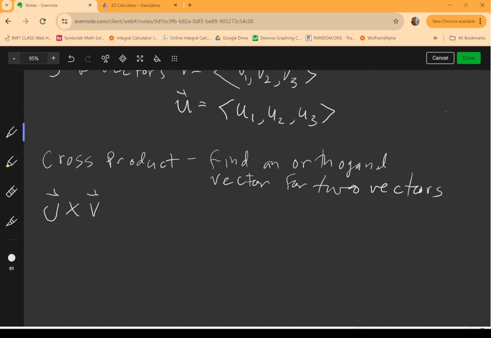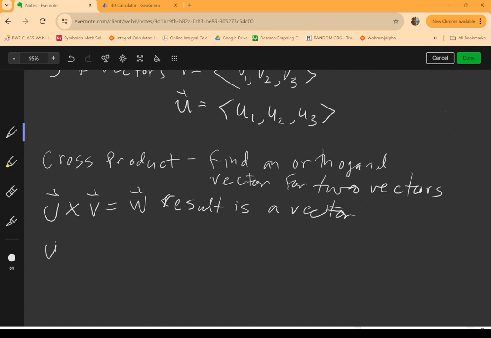So a couple of things are different between the cross product and the dot product. The result of this is going to be a vector. So we'll say the result is a vector. That is one major difference between the dot product and the cross product. And the way that the cross product is formulated, and I'll show the formula in a second, is that it is meant to find an orthogonal vector to both u and v.